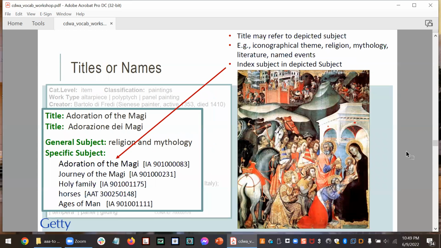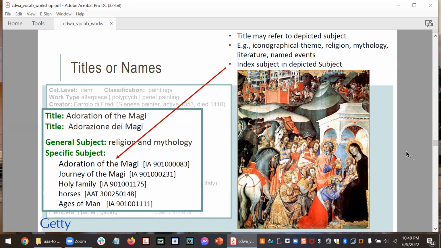I'll show you some examples. Here we have a painting. It's called Adoration of the Magi, the title in a couple of languages. This is an iconographical theme. And here I want to point out that information in the title is not really searchable in any meaningful way for retrieval as far as subject matter is concerned. So if there is subject in the title, you should record that in the subject area.